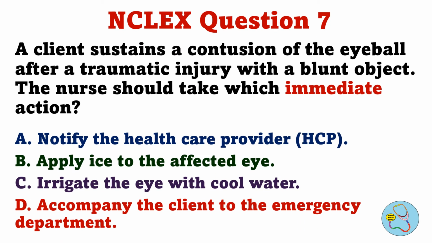Question 7. A client sustains a contusion of the eyeball after a traumatic injury with a blunt object. The nurse should take which immediate action? A. Notify the healthcare provider. B. Apply ice to the affected eye. C. Irrigate the eye with cool water. D. Accompany the client to the emergency department.